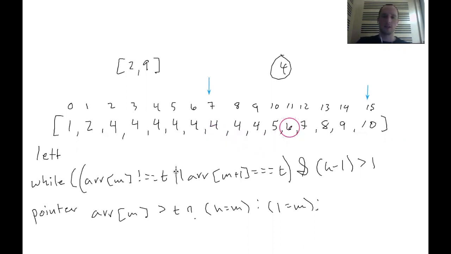So we'll ask ourselves again, is our current position not equal to the target? Well, that's true, right? So we need to keep looping. We'll do our pointer reassignment. Is the current value greater than the target? It is, so we'll move our high pointer, and we'll move our midpoint. Okay, and we'll ask ourselves again, is the current value not equal to the target?